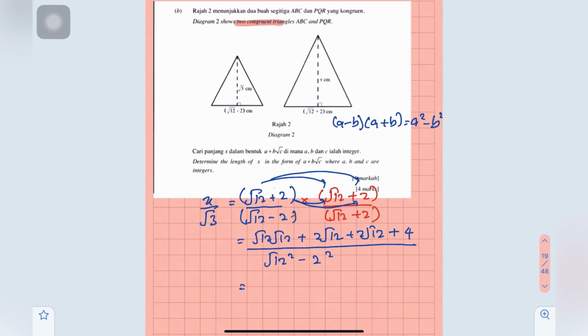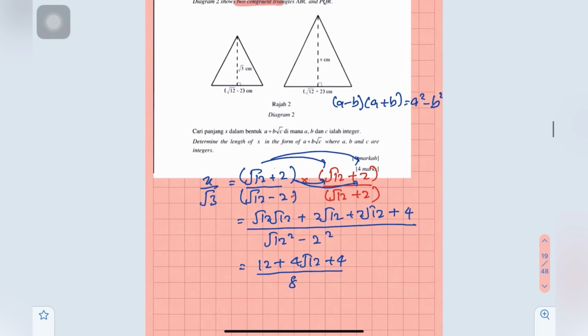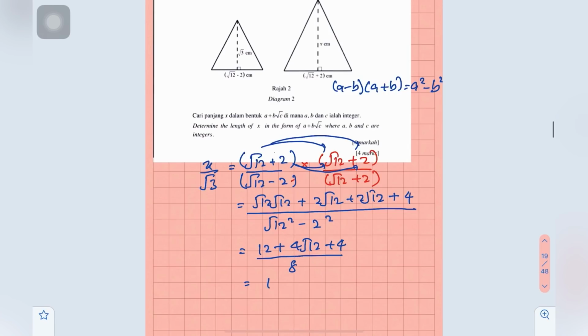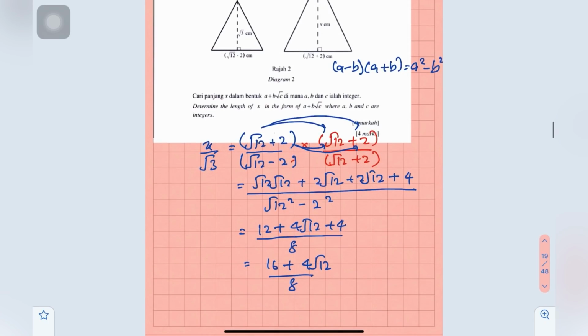Okay, so this one kita simplify, kita akan dapat root 12 squared is 12. Okay, 12 tambah 4 root 12. Okay, ni 12 tolak 4 is 8. Okay, so 12 tambah 4 root 12 ni kita boleh simplify lagi. 16 plus 4 root 12 bahagi dengan 8. Okay, so ni pun kita boleh kecilkan sifir 4. So ni 2, this one 4. So 4 plus root 12 over 2.